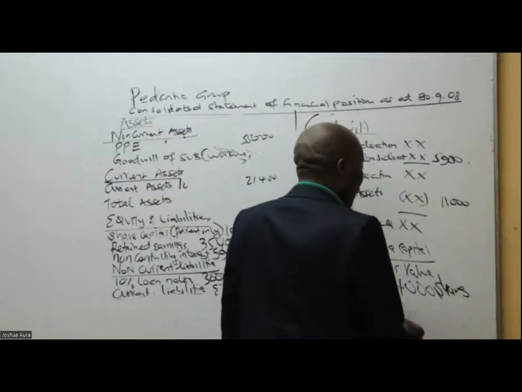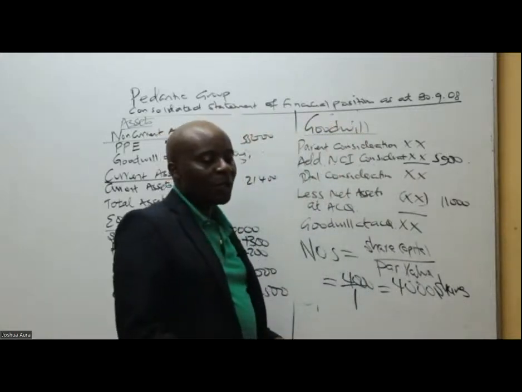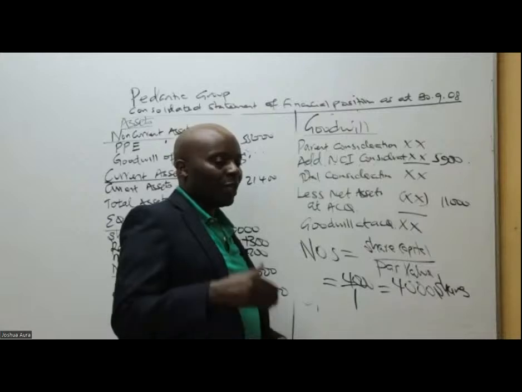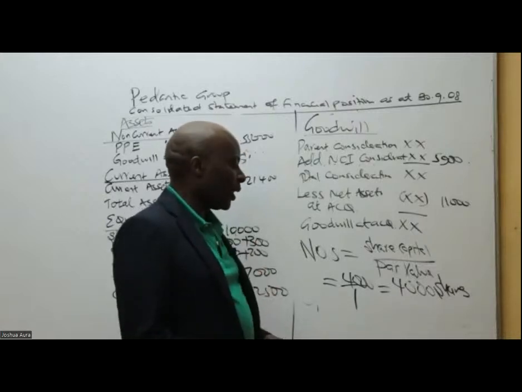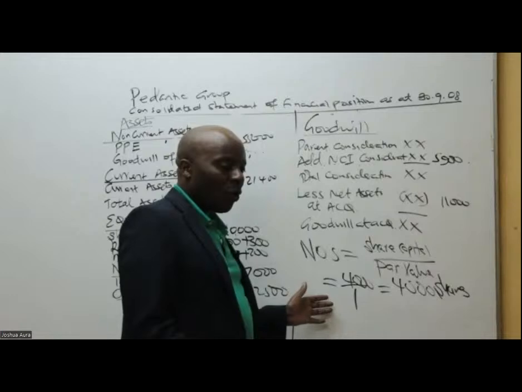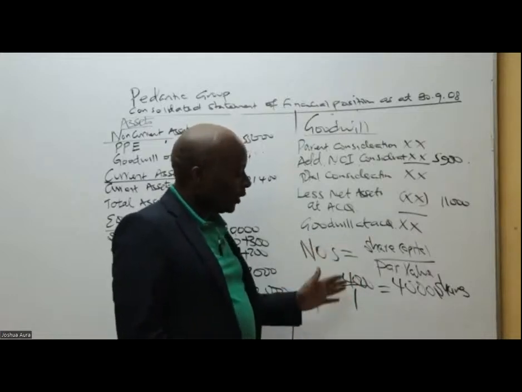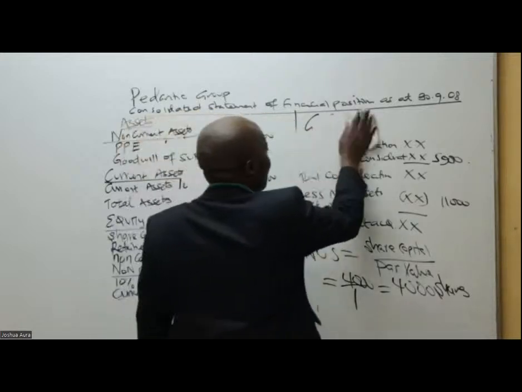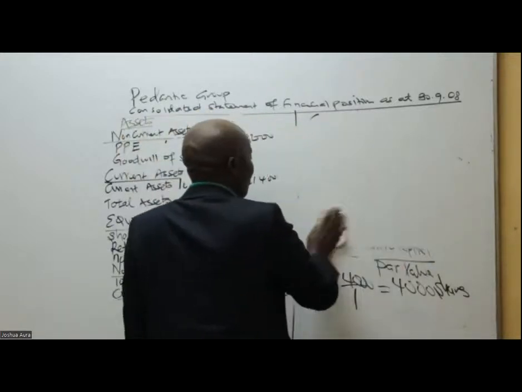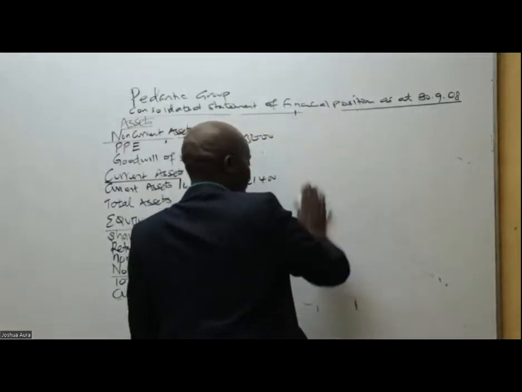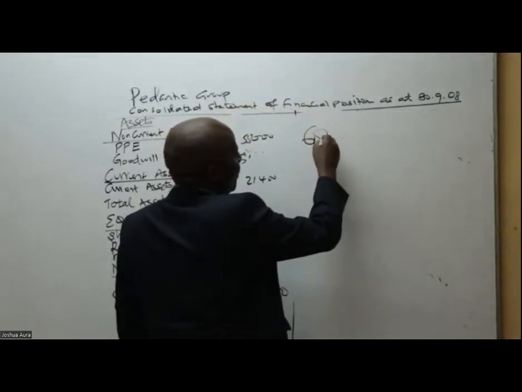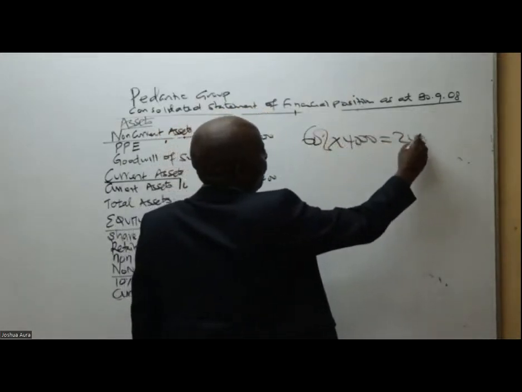Out of these, the parent acquired how many shares? They have given us the percentage. They have told us that the parent acquired 60%. So, shares of Sophistic acquired by the parent: 60% of 4,000, which gives me 2,400 shares.